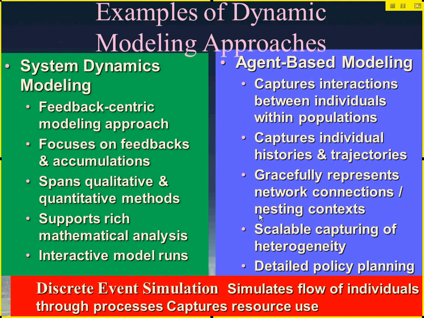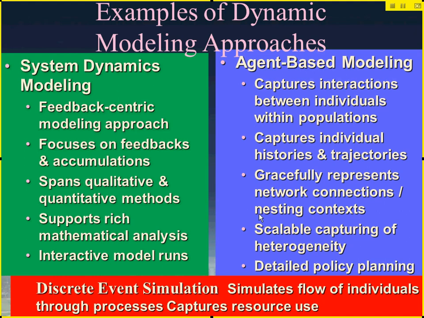Allows us to represent heterogeneity in a more scalable way than in a stock and flow model, and allows for very detailed policy planning. For planning policies, for example, which may treat someone differently based on their past history, based on their position in a network or their location within some broad scope. But it can allow for planning of policies which focus on things at a detailed level.